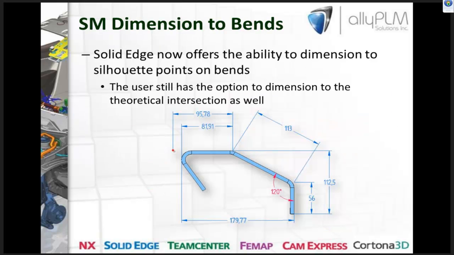The sheet metal dimension to bends, you used to only be able to dimension to the theoretical intersection, which would be this point here. You now have the ability to also dimension to the silhouette points on a bend. So now you can either dimension here to the silhouette point, which is where this 81 and this 179 dimensions are. They're on the silhouette point, or you can still use the theoretical intersection that we're used to having. So now you have the option of either one of those.